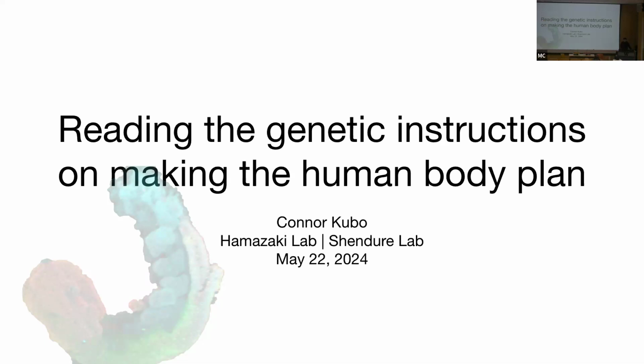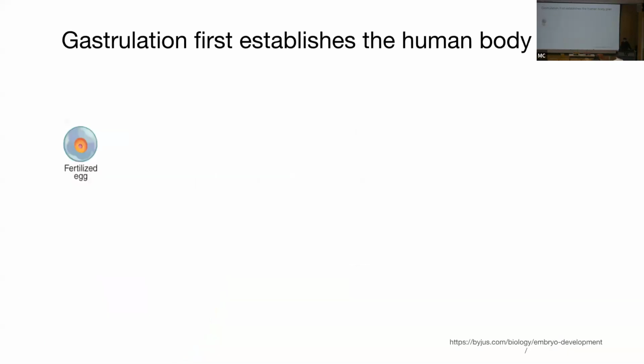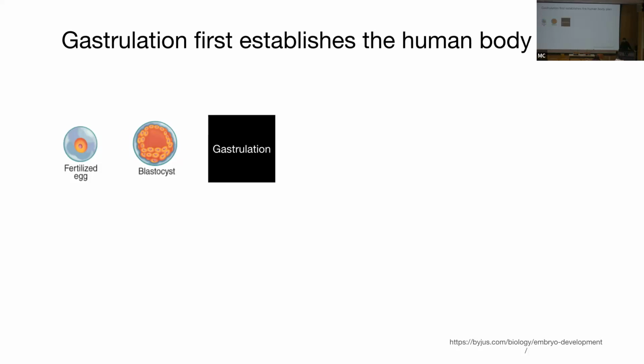And today I'll be telling you about my project, which is reading the genetic instructions on making the human body plan. So to start off, as humans, we all start from a single cell. And through cell division, the cell is able to replicate and form a cell mass called a blastocyst. However, this blastocyst, the cells that make up the embryo, consist of a single cell type and don't have much patterning. And in the third week of development, they undergo a process called gastrulation.